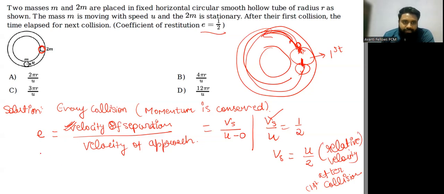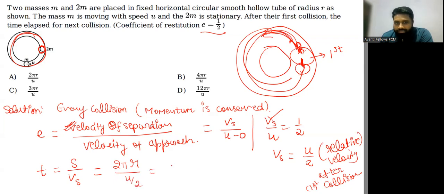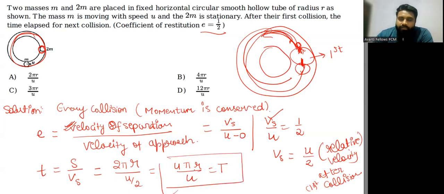Now you can say that the time taken is s divided by Vs, the distance divided by velocity of separation. This s is nothing but the entire length of this circular tube, which is 2 pi r, where small r is given. Vs is nothing but what we have found, u by 2. So you can say that it is 4 pi r by u. This is the time taken in between the first and second collision. So 4 pi r upon u is the correct option. Now move on to the next question.